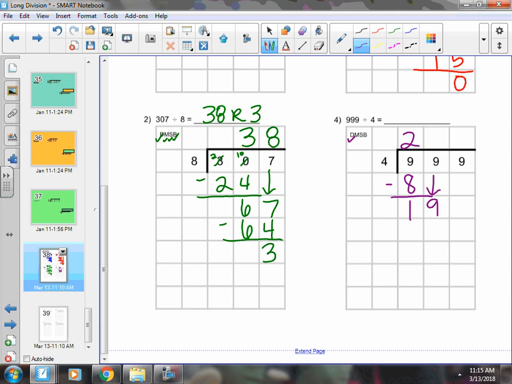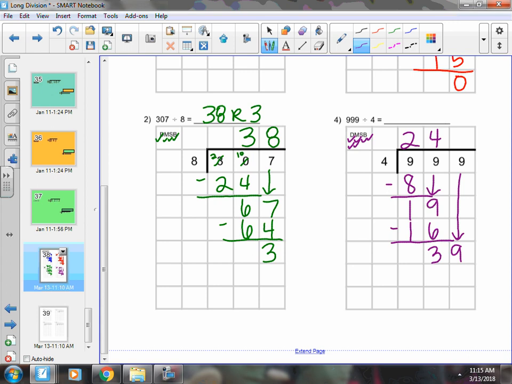How many groups of 4 can I make from 19? Let's see. 1, 2, 3, 4, 5, 6, 7, 8, 9, 10, 11, 12, 13, 14, 15, 16. That's as close as I can get. 4 groups of 4. If you know your facts of 4, you know that 4 times 4 is 16. Subtract. Bring down. So we're down to our final 39.